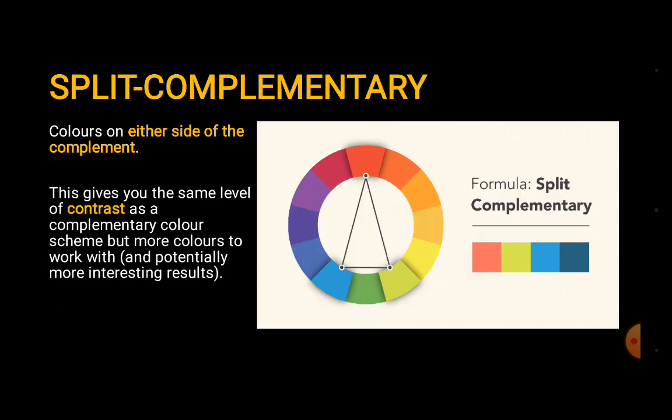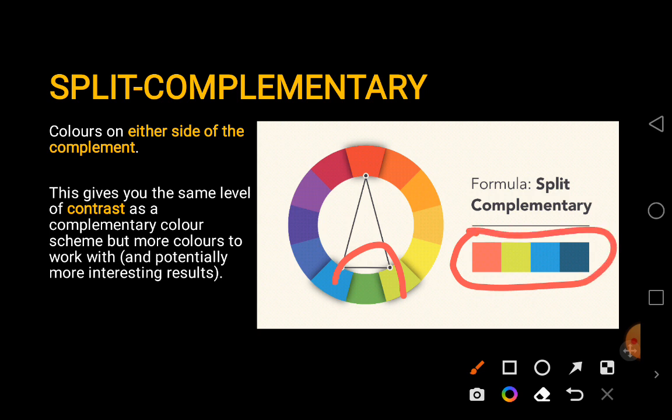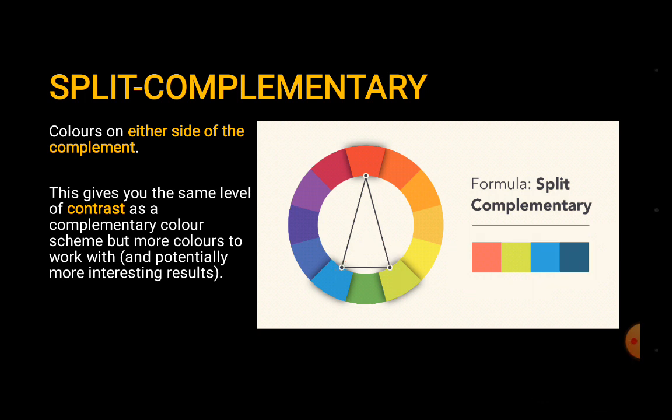So split complementary. In this split complementary, instead of choosing the colors that are opposite each other, you ignore the one that is opposite and you pick two that are beside it. So that's the meaning of split complementary. You can see from the combination here: the red, the kind of yellow, and this blue. This blue is like the other blue, creating another shade of this blue.